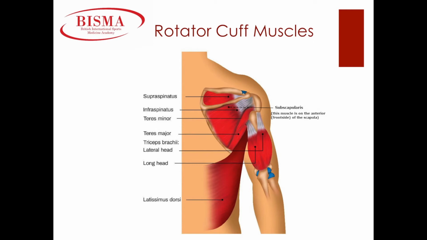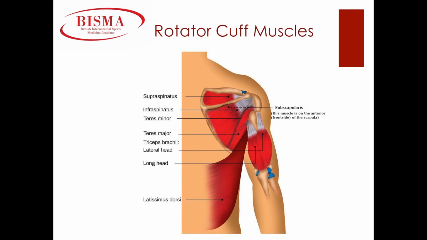The subscapularis originates on the anterior, so the front surface of our scapula, and it inserts anteriorly on the head of the humerus. This muscle crosses the shoulder joint, and it also stabilizes our shoulder joint. And the muscle also assists with rotation of the arm towards the midline, or medially.